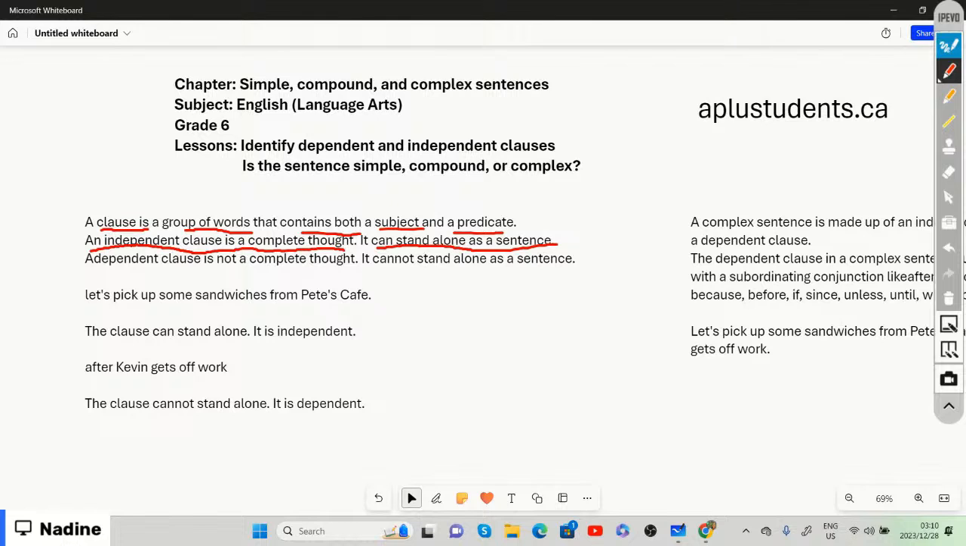Then we have a dependent clause, right? A dependent clause is not a complete thought, and it cannot stand alone as a sentence. So an independent clause is a complete thought that can stand on its own, right? It has both subject and predicate. And a dependent clause is not a complete thought and it cannot stand alone as a sentence.